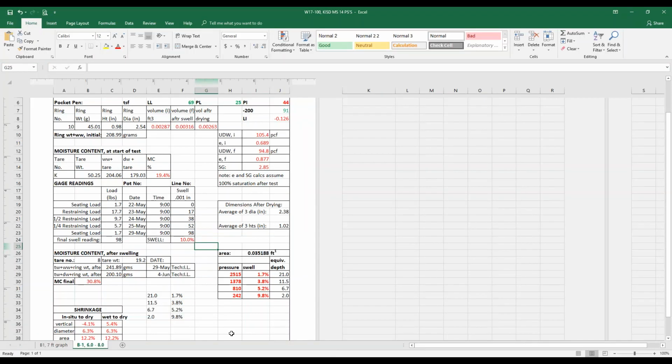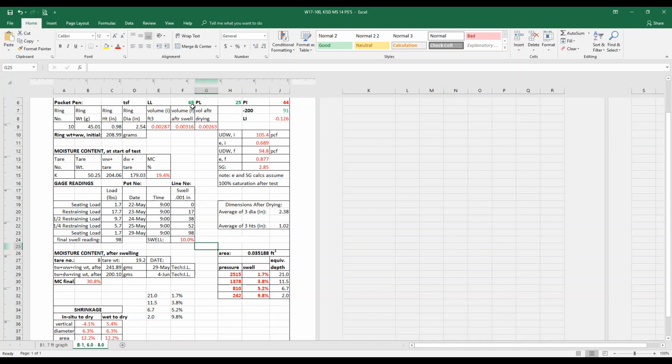And what you see there is our lab sheet, and it's already been pre-populated with the lab test results: initial moisture content, the final moisture content, the measurements after drying, the loads, the swell that was measured, the pressure that was applied, which is the loads here converted to the pressure, the swell that was measured, and then the equivalent depth. These have all been generated by the form itself.